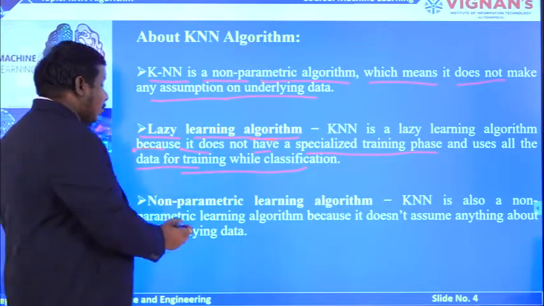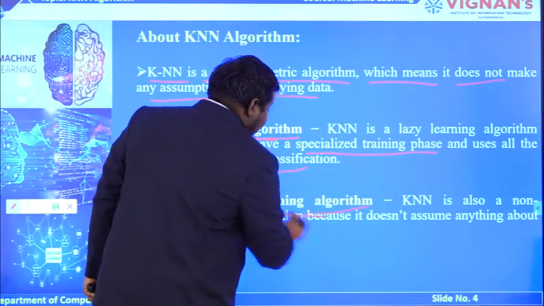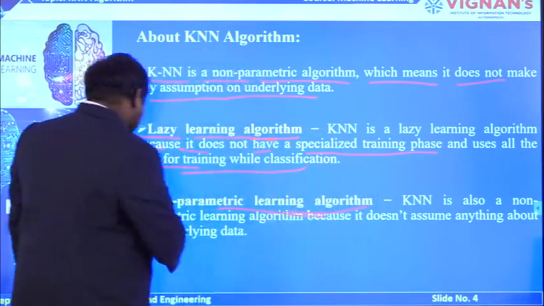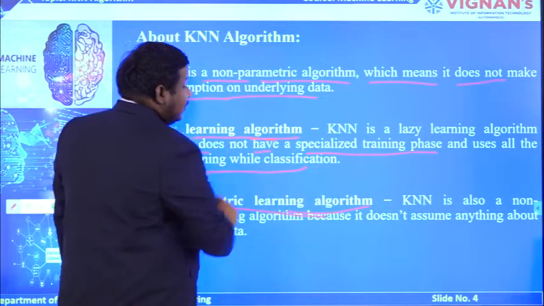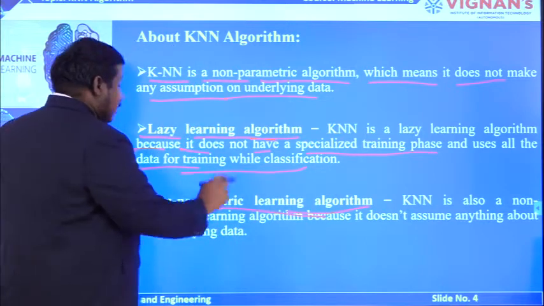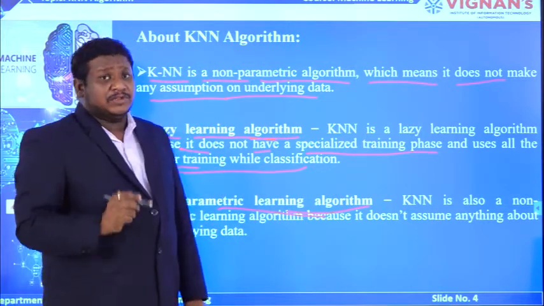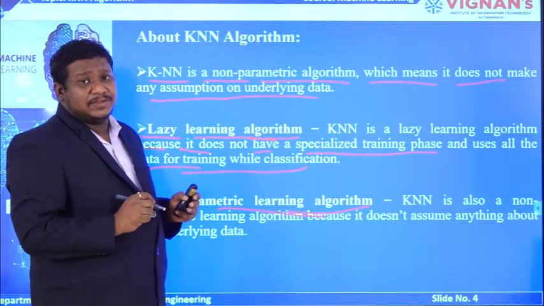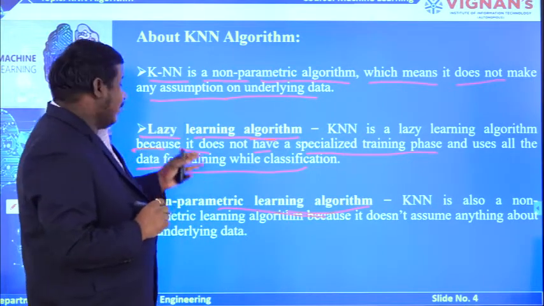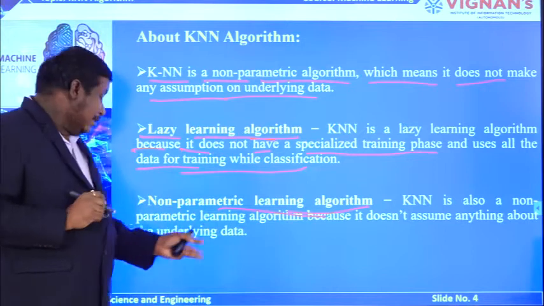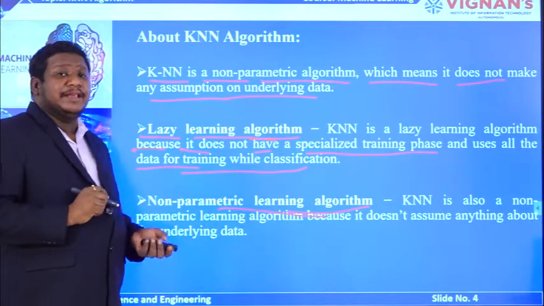Second one, non-parametric learning algorithm. Why do we call this? KNN is also a non-parametric learning algorithm because it doesn't assume anything about the underlying data. So by considering these two things, we are calling the KNN algorithm a lazy learning algorithm and a non-parametric learning algorithm.